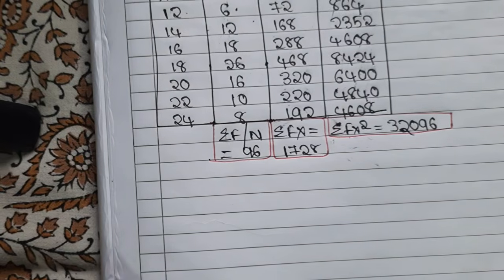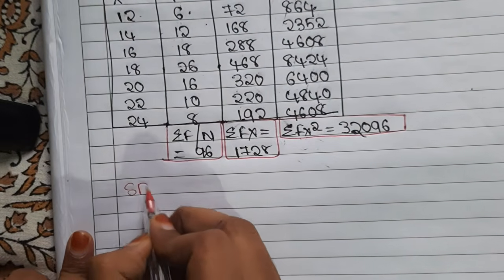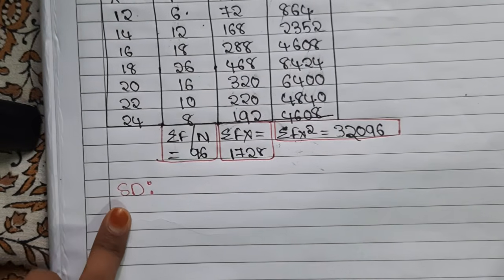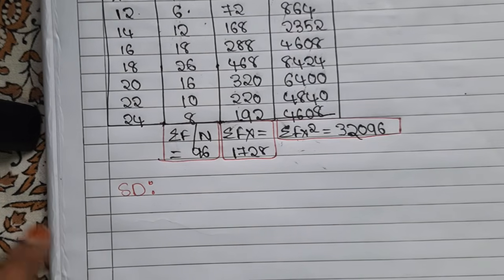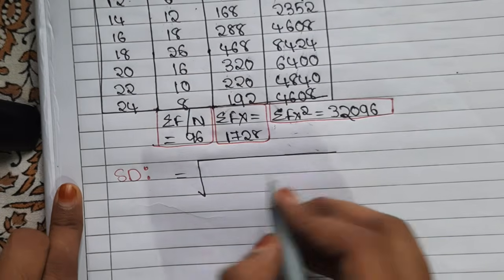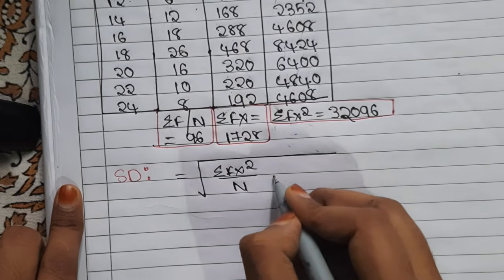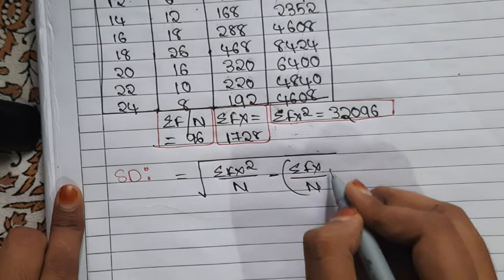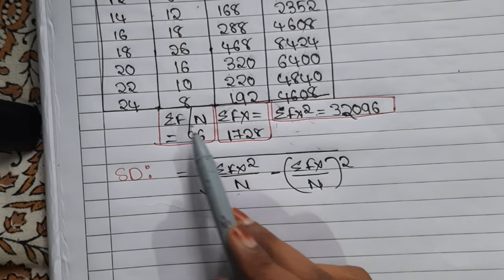Now we need to substitute these values into the formula. What is the standard deviation formula? I'm just writing it like this. Okay, I have written it in short form, but you have to write standard deviation completely. What is the formula? The formula of standard deviation is under root sigma fx square by n minus sigma fx by n whole square. This is the formula. We got sigma fx square, n and fx.